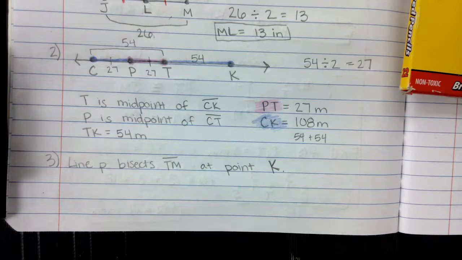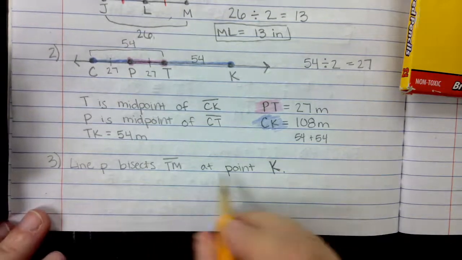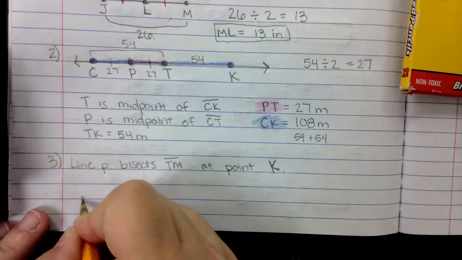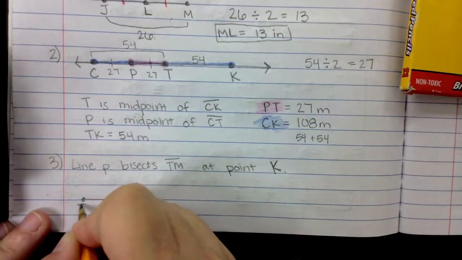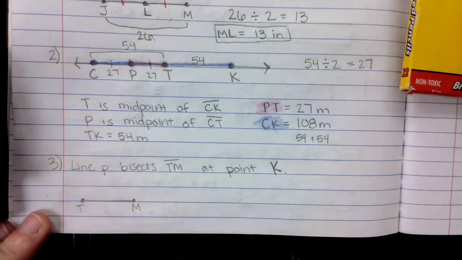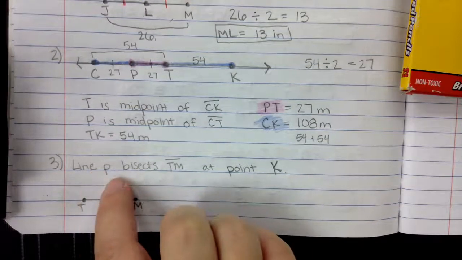Alright. Couple of things we know. We know that FM is 7, and we know that TK is 13 feet. I want to know how much is TF.